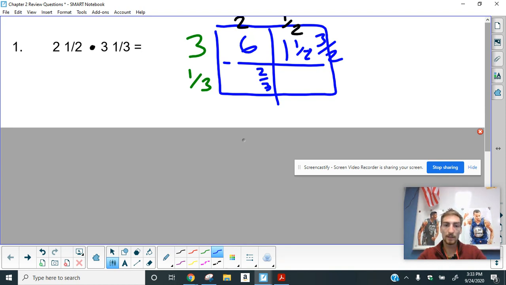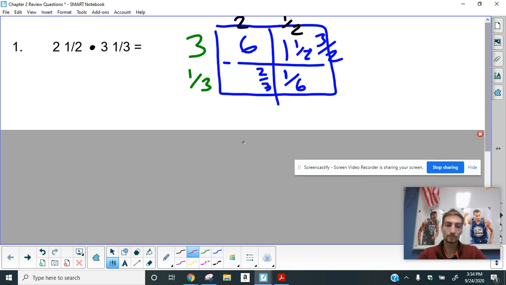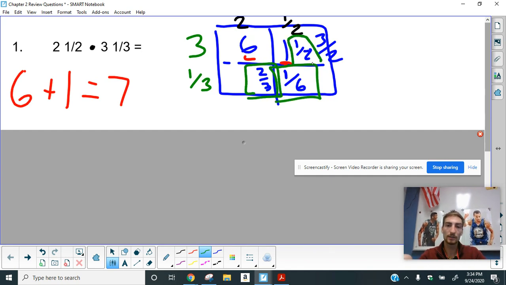And so if I do that and multiply across the top and get 1, multiply across the bottom and get 6. And so now I have 6, 1 1/2, 2 over 3, and 1 over 6. So now I need to add these all together. So let's do 6 plus 1, right? 6 and 1, and that'll give me 7. So now I got my whole numbers out of the way. And now let's deal with these stingy fractions here. We're going to add those together.